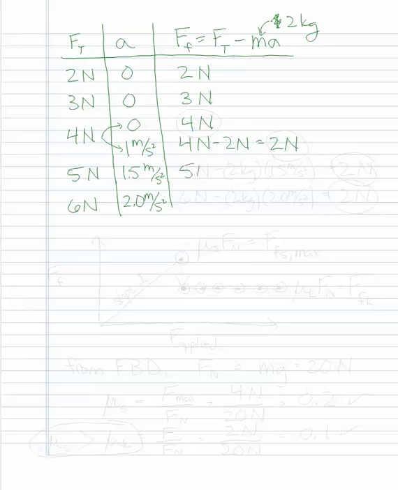Then we have 5 newtons minus 2 kilograms, I'll write it out, times 1.5 meters per second squared. So that's 3 newtons, so that's still 2 newtons. And then 6 newtons minus 2 kilograms times 2 meters per second squared, which is 4, so it's 2 newtons.